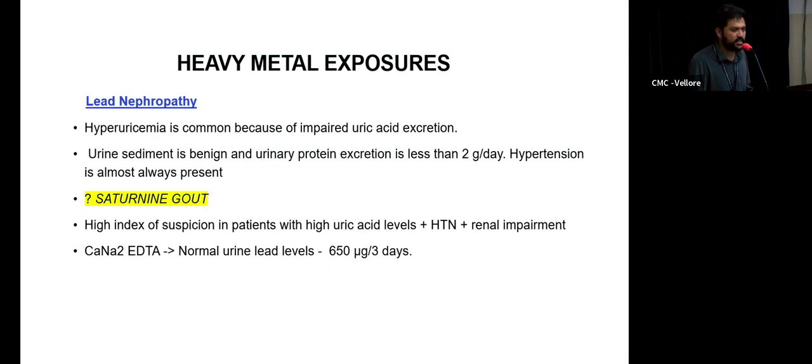Saturnine gout is something that we usually associate with gout with monosodium urate crystals, but here lead itself is getting deposited, and that is something causing a gouty presentation. So it should be one of the differentials in patients who are having kidney injury and a gout presentation. So a high index of suspicion in patients who are having high uric acid levels, hypertension, and renal impairment.